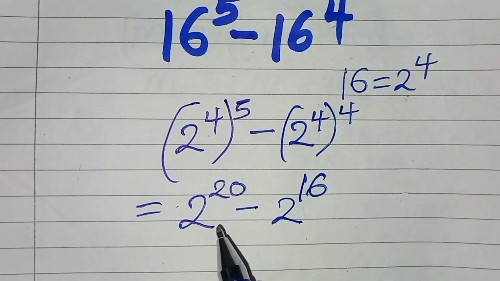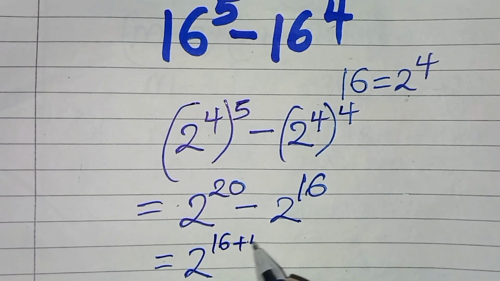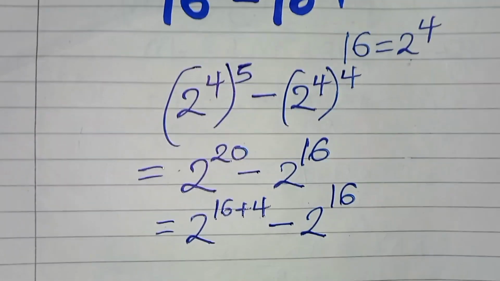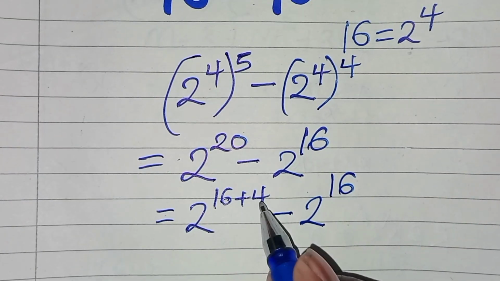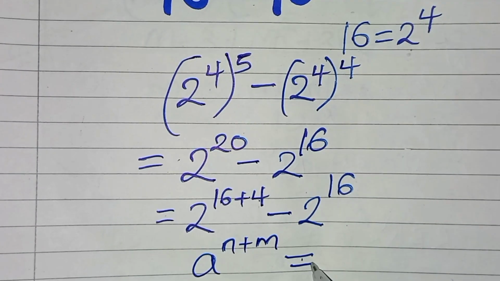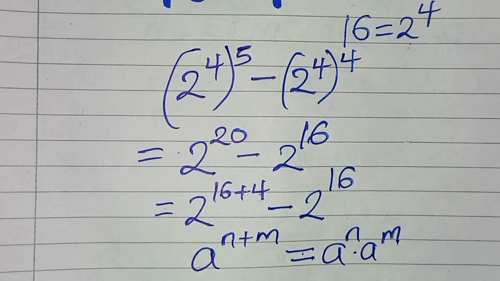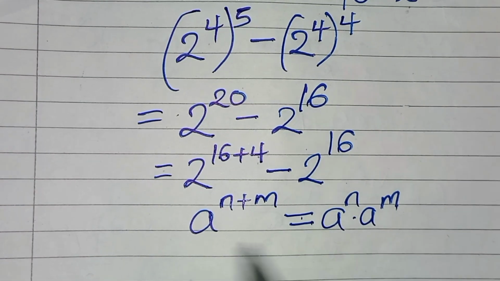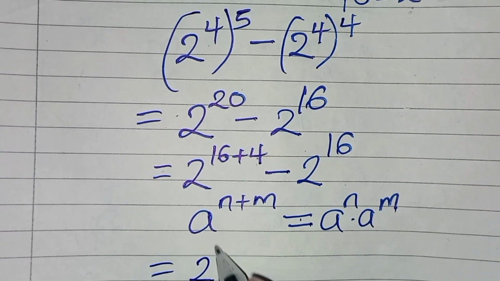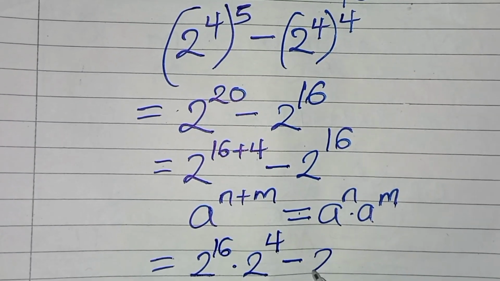The next step here, we can express 20 as 16 plus 4, subtract 2 to the power 16. Now, you can see that 2 to the power 16 plus 4 is actually in the form of a to the power n plus m, which we can express as a to the power n multiplied by a to the power m. Now, applying this exponent property, we'll have here 2 to the power 16 multiplied by 2 to the power 4 subtract 2 to the power 16.